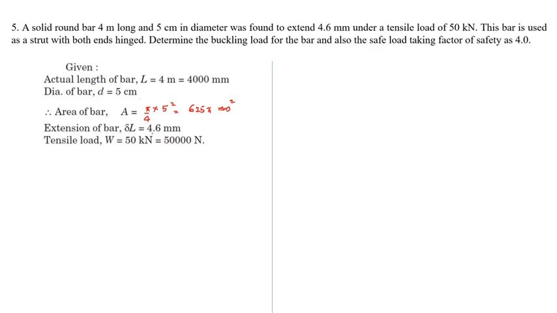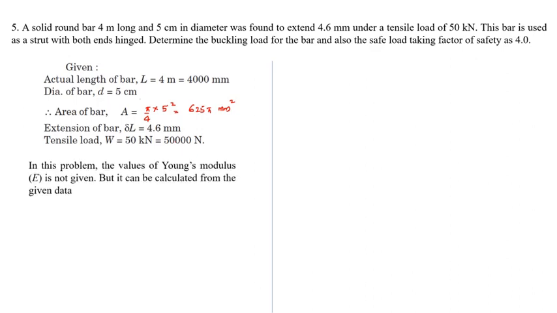Now the extension is given as delta L and the tensile load is given as 50,000 Newton. So that is given in order to find the value for Young's modulus. That is, in this problem the value for Young's modulus is not given, but it can be calculated from your basics. As you know, Young's modulus is nothing but your stress by strain, that is it can be written as stress by epsilon, right? Stress is nothing but your force divided by area, and epsilon, that is your strain, I can write as delta L by L.